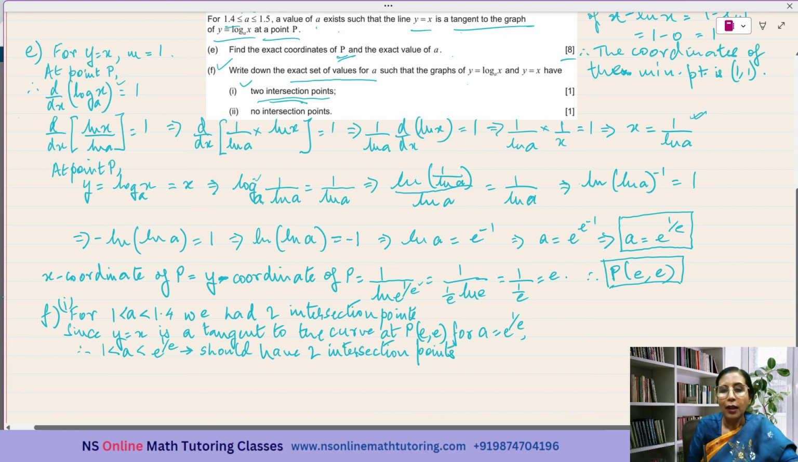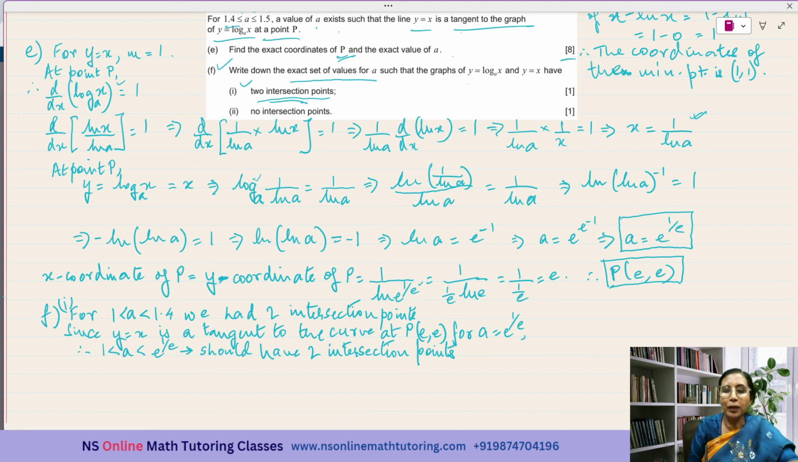Okay, because when A is equal to e to the power of 1 over e, then you are having a single meeting point. The curve is a tangent. Therefore, we have seen that as we are increasing the A value, the curve is coming down. So at A equal to e to the power of 1 over e, it is having a single intersection point. So if you just increase the value of A, it will not be having any more intersection points. Okay. So this is the answer for the subpart I.